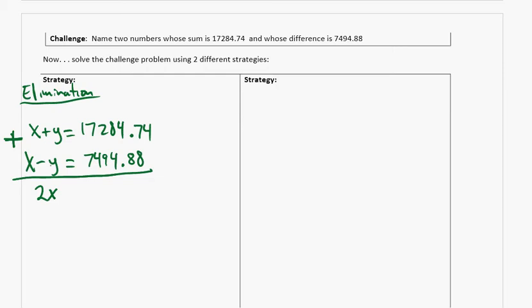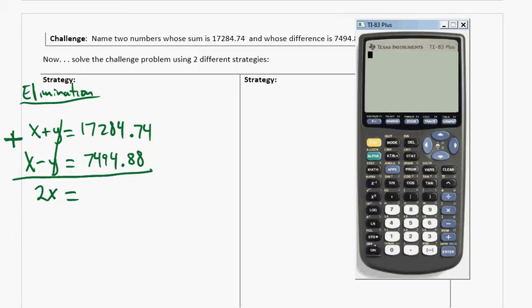y plus negative y is 0. And I guess I could do this subtraction by hand, but I have a calculator here, so why not use that? 17,284.74 plus 7,494.88 is 24,779.62.